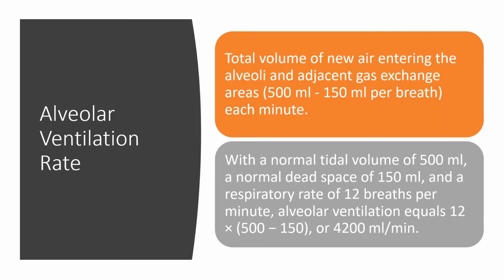Alveolar ventilation per minute is the total volume of new air entering the alveoli and adjacent gas exchange areas each minute. The volume of new air per breath is tidal volume minus the dead space volume, which gives us 350 ml. This is multiplied by the number of breaths per minute, which is around 12. This will result in a ventilation rate of 4,200 ml per minute.